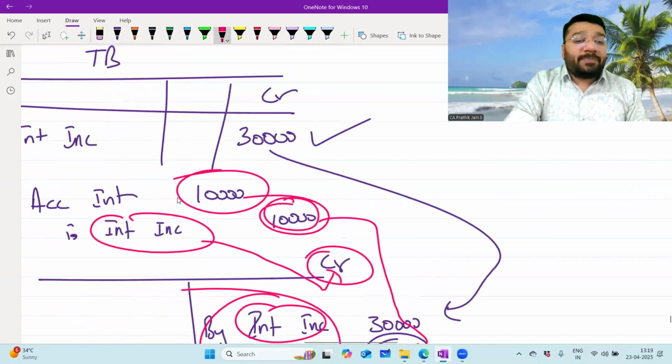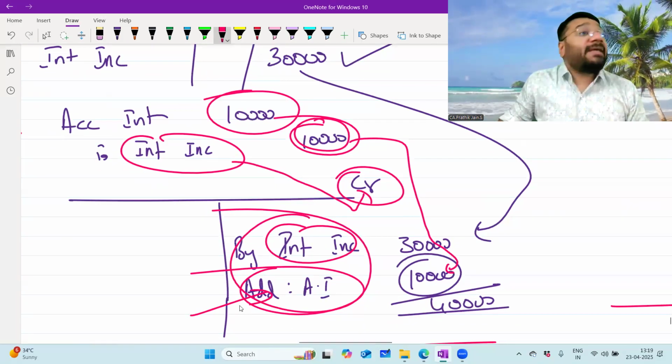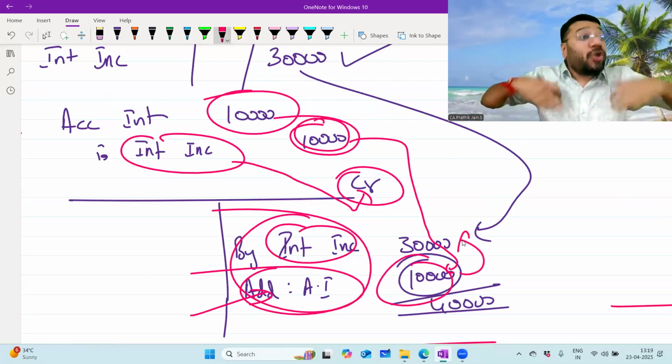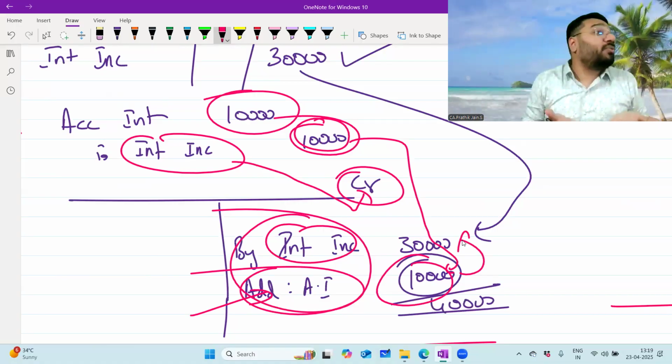But still you have to do this presentation, because you have to show the examiner, you have to make him understand that this 10,000 is added to this 30,000. You have to show him that presentation so that he can believe you know the concept.